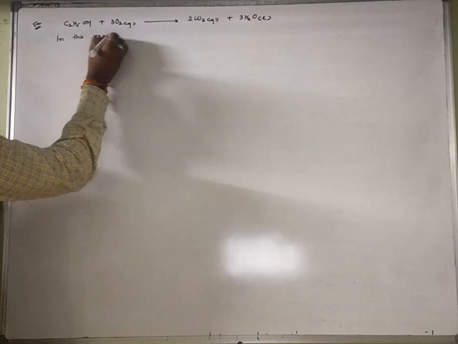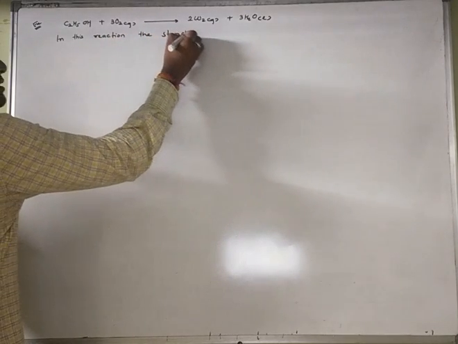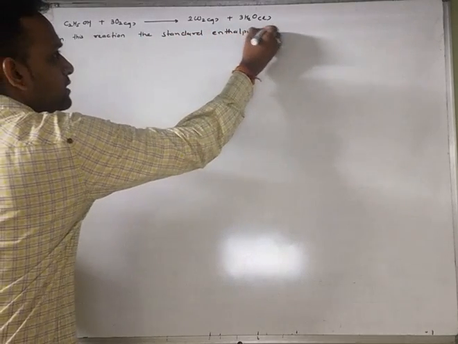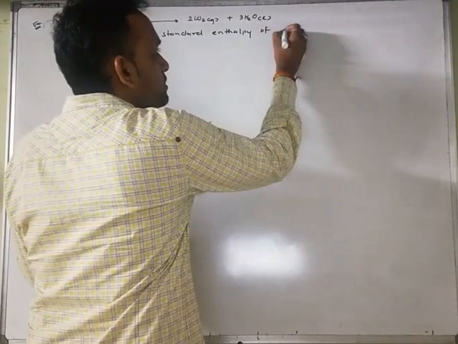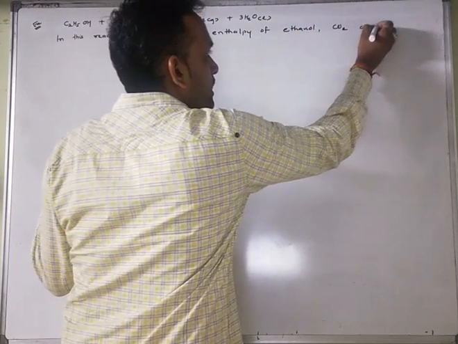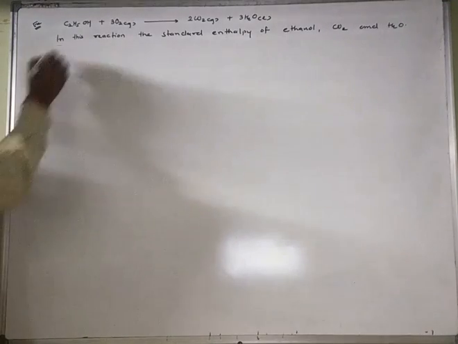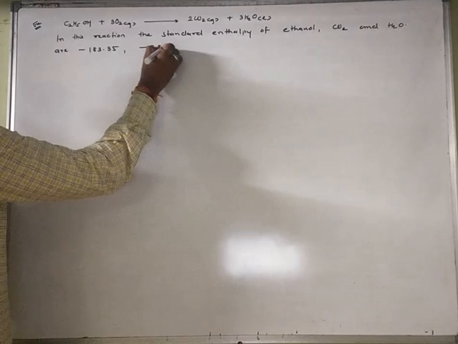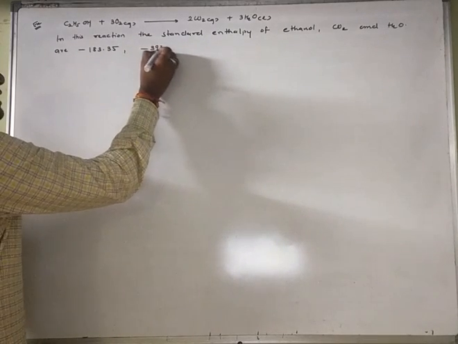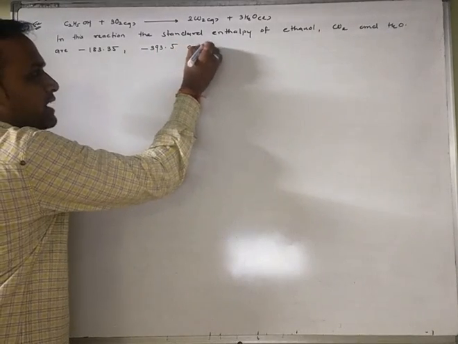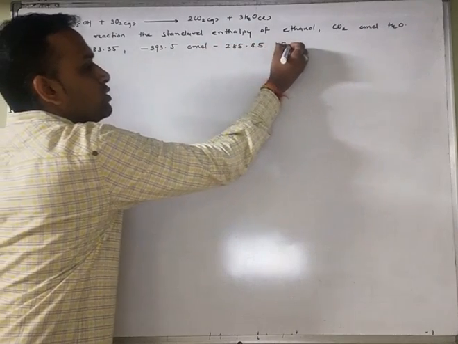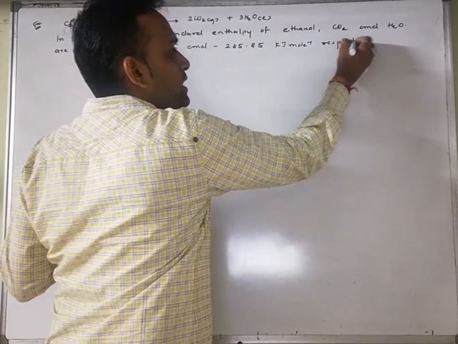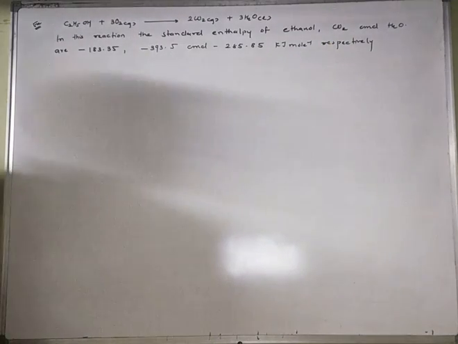In this reaction the standard enthalpy of formation of Ethanol, CO2 and H2O are minus 183.35, minus 285.85, right? और सॉरी 3 यहाँ पे आएगा minus 393.5 and last one minus 285.85 kilojoule mole inverse respectively, right? Okay, find the enthalpy of combustion of ethanol.